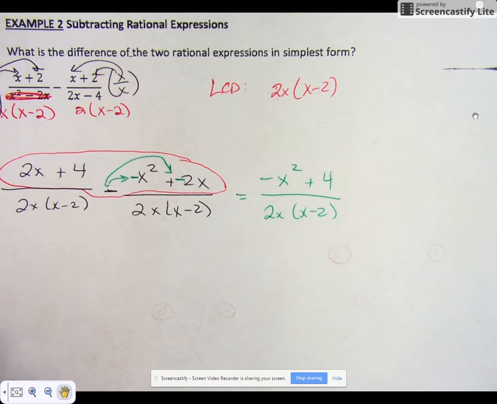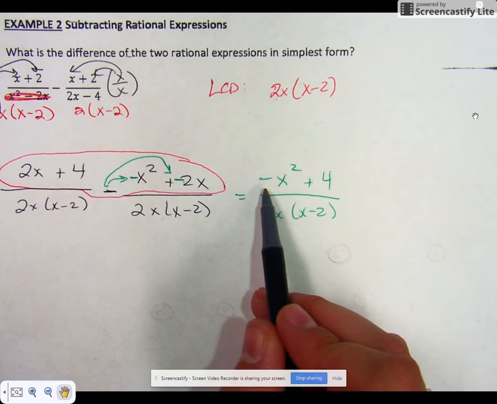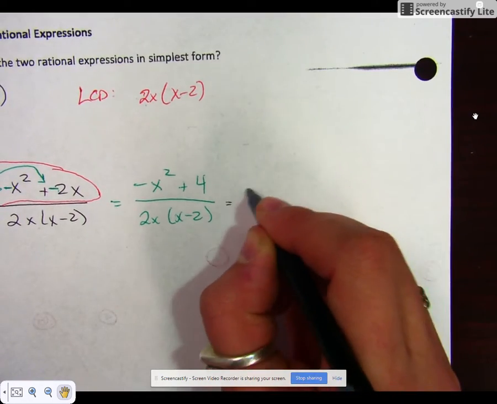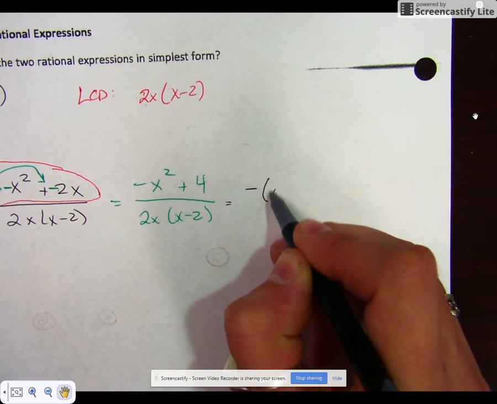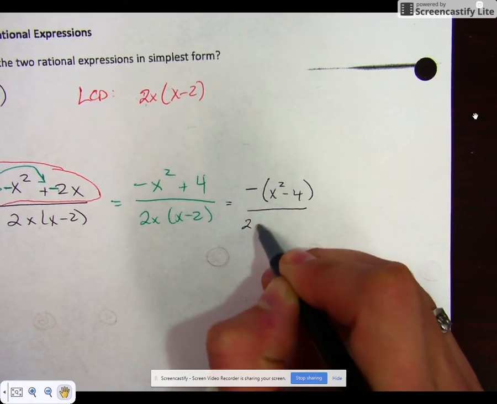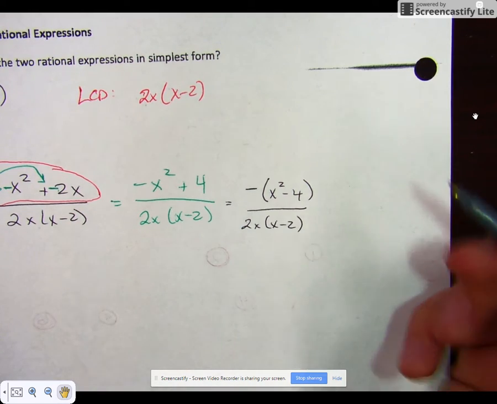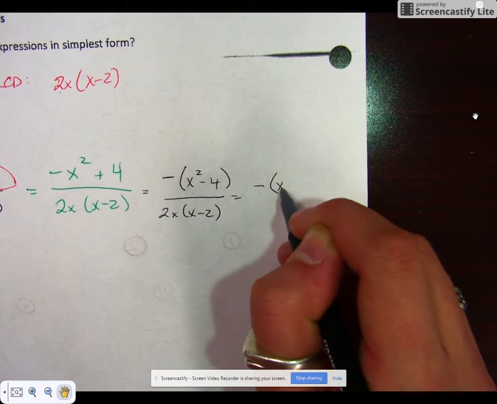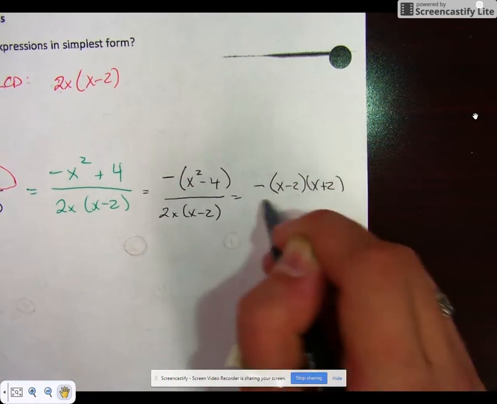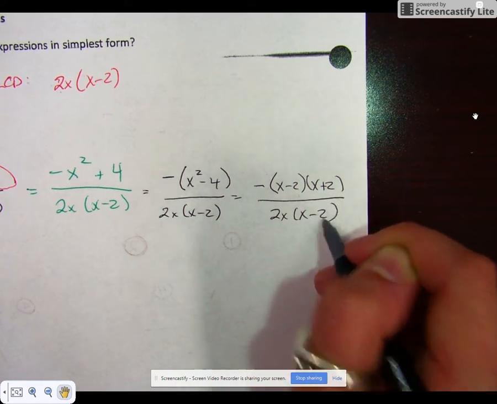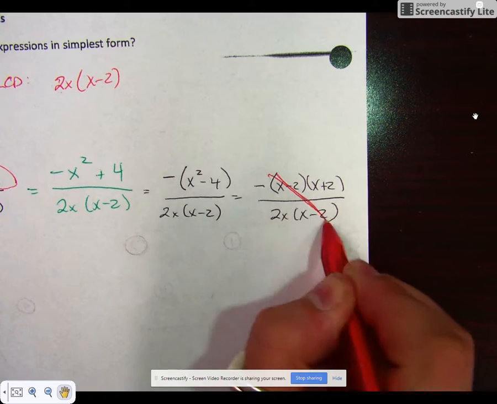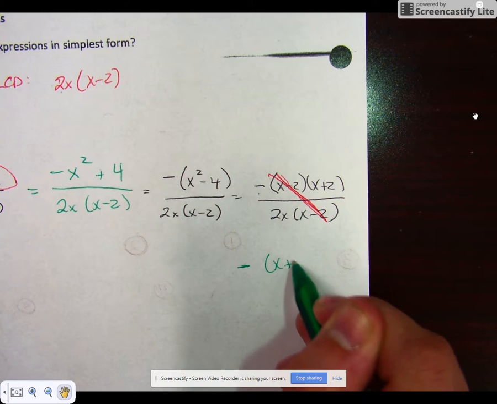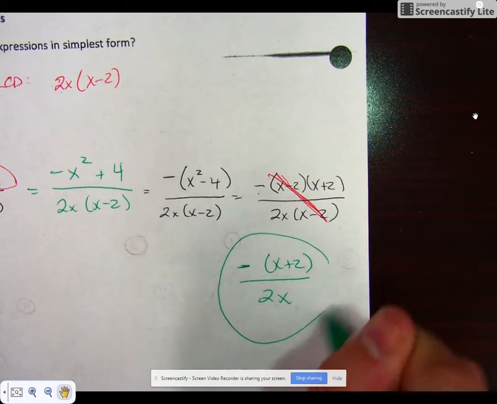Now, in math, you never really want your leading term, especially if it's an x squared, to be negative. So I'm going to factor out a negative. And that's going to turn this into x squared minus 4. I don't really want my x squared term to be negative. Now, I can factor. So this becomes x minus 2 times x plus 2. That's the difference of perfect squares. And then the last step, I can cross things out. And I'm left with negative x plus 2 over 2x. And that's my final answer.